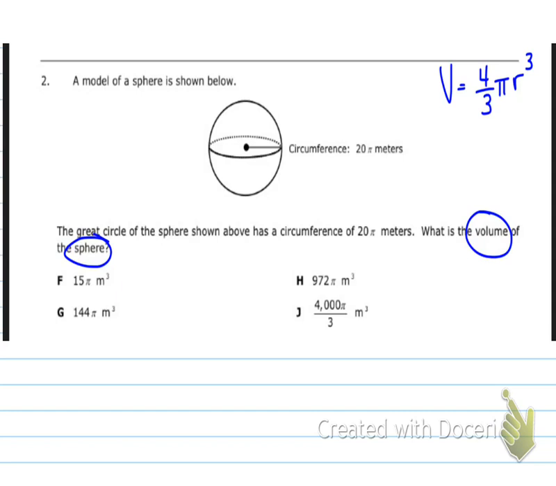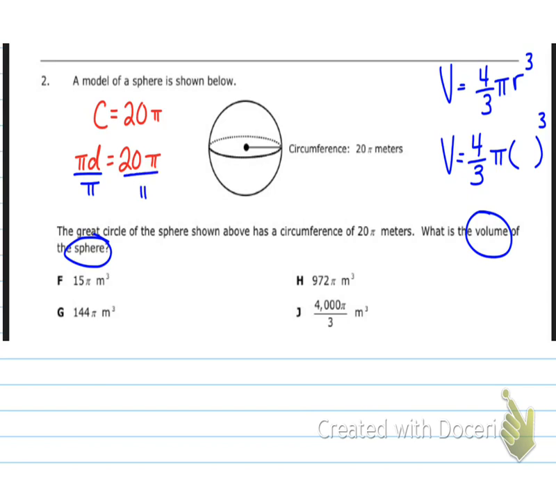Now, in order for me to use this formula, I need a radius. So what is my radius? What they do is they give me circumference, so I've got to solve for radius. Here's the quick version of it. The circumference is pi d, which is equal to 20 pi. Pi means pi, so d means 20. If I solve for it, I end up with diameter is 20. So if my diameter is 20, then my radius is 10.